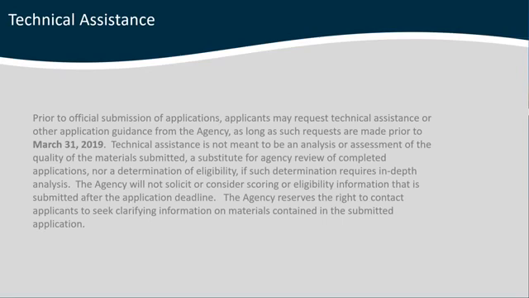The agency will not solicit or consider scoring or eligibility information that is submitted after the application deadline. The agency reserves the right to contact applicants to seek clarifying information on materials contained in the submitted application. So you can request technical assistance prior to that date. We're not going to give you an initial score. We're not going to give you an absolute determination of eligibility, but we will give you assistance, things we think you can improve upon, answer any specific questions, any red flags that we see that would potentially call your application ineligible.